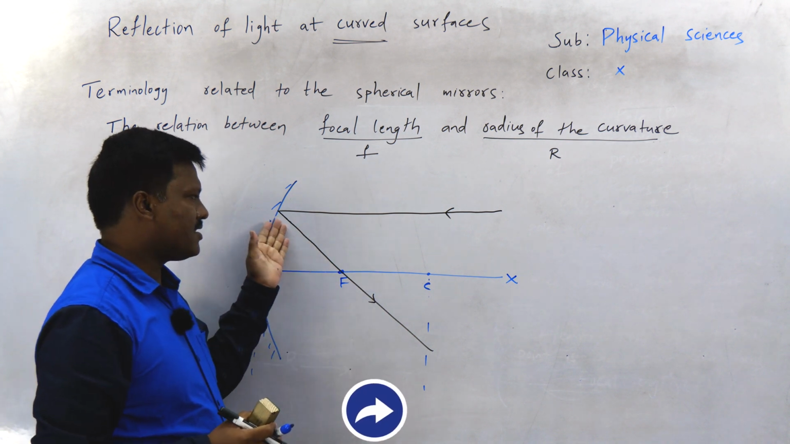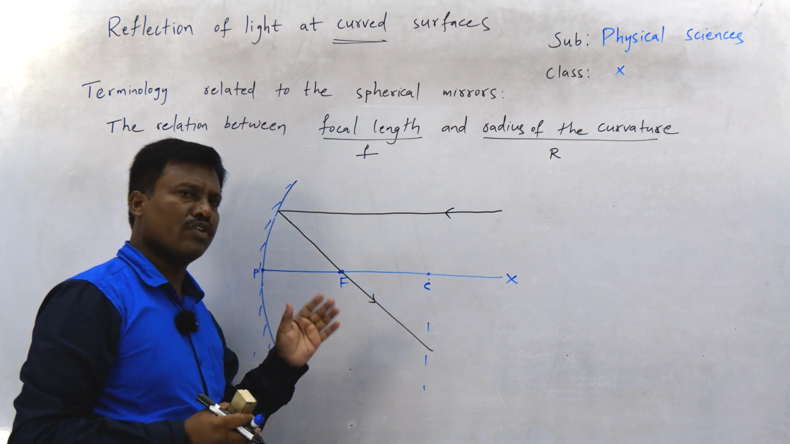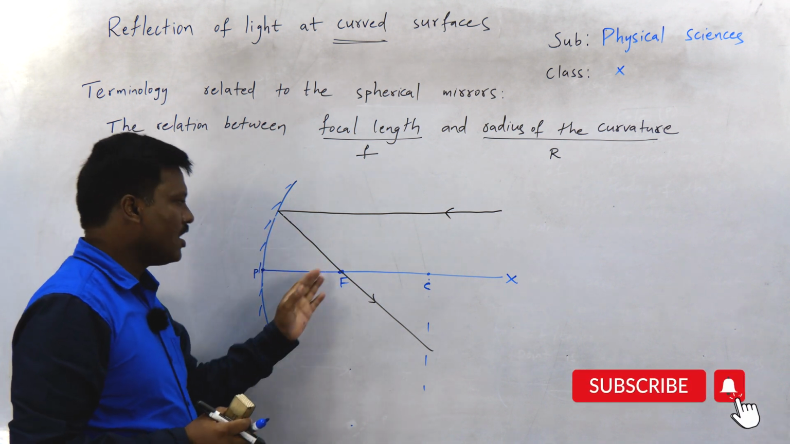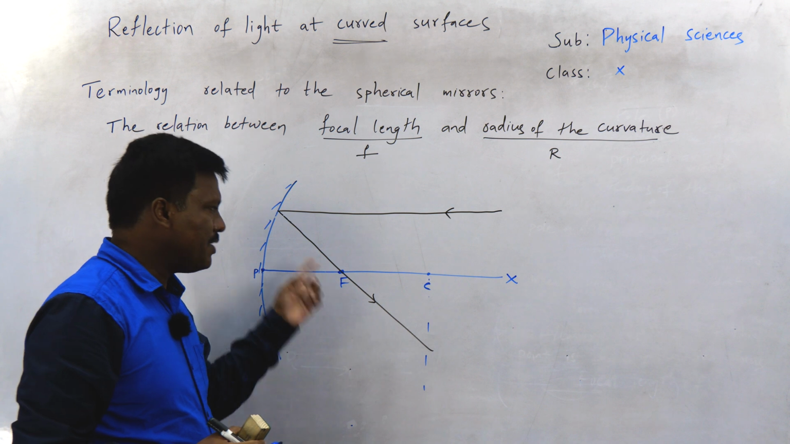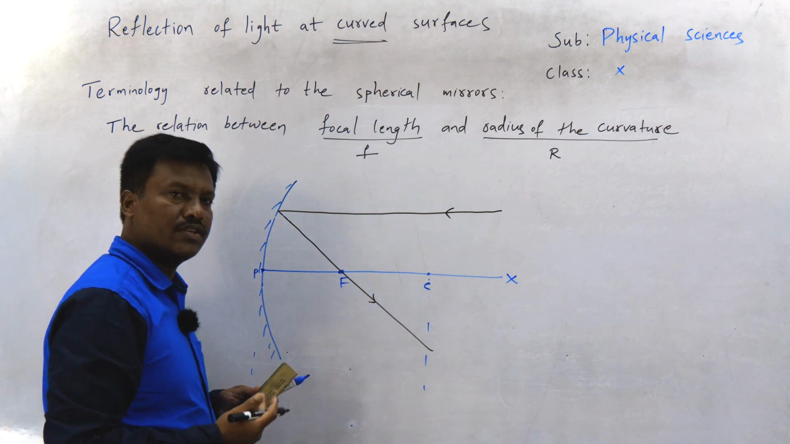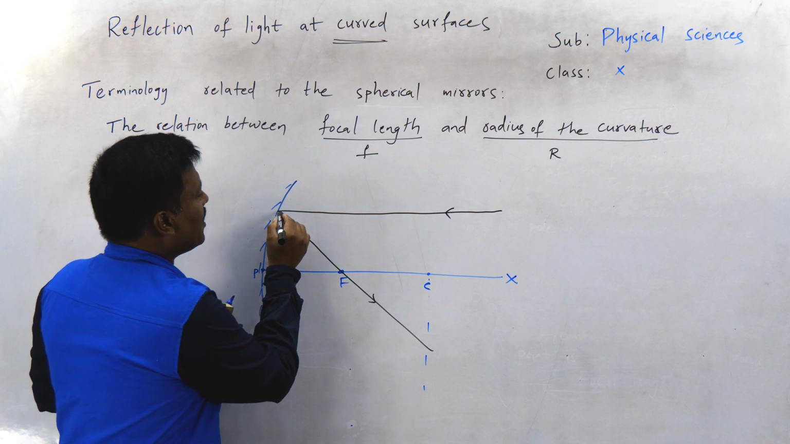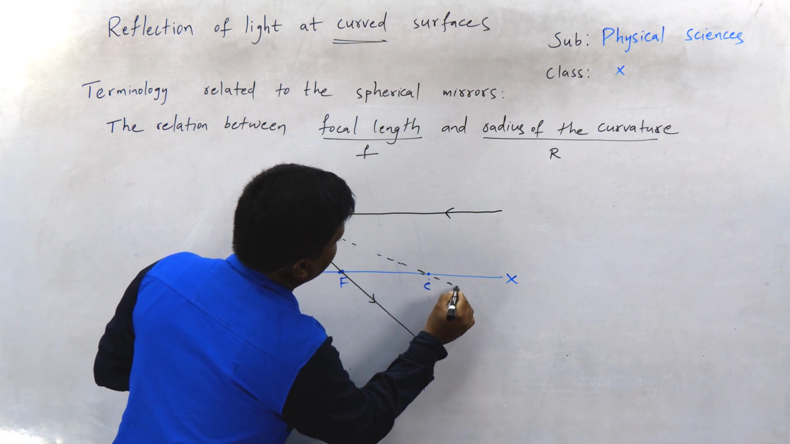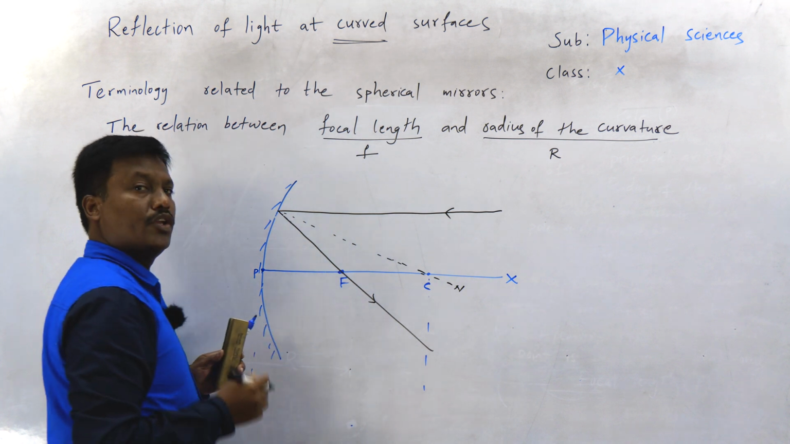Why does it pass through only focus? Why doesn't it pass between this pole and focus like this, or between F and C like this? What is the reason behind this? Simple. I will draw the normal now. The normal always passes through the center of the curvature. This is the normal. You know very well.